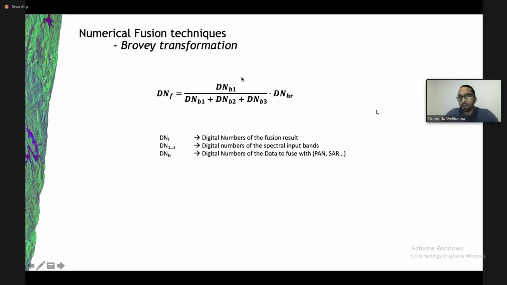Another fusion: you get the band 1 DN values and divide them by band 1 plus band 2 plus band 3. Divide band 1 pixels by the total of bands 1, 2, and 3 and multiply by the digital numbers of the band you want to fuse. Take another image and multiply with this ratio. You do a fusion. So you can see, what you have to understand is that you're combining different images.